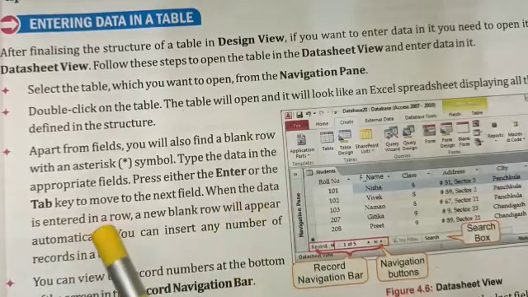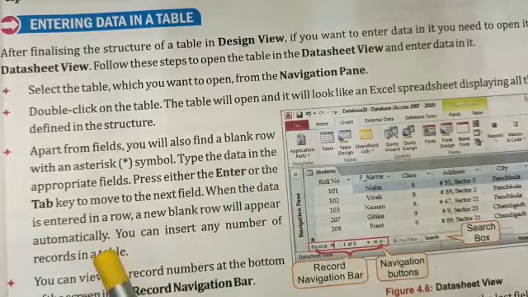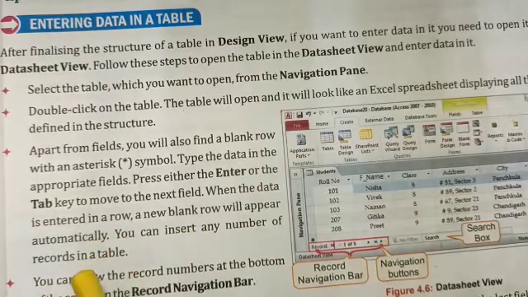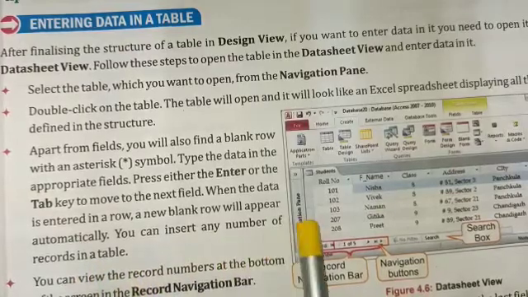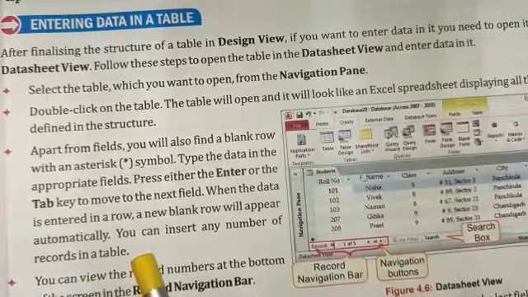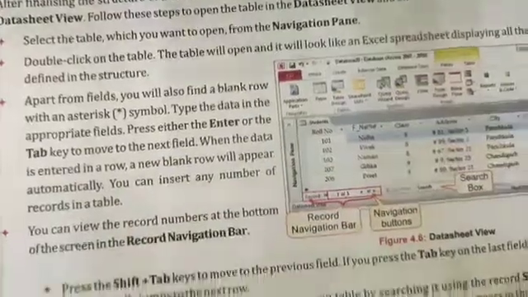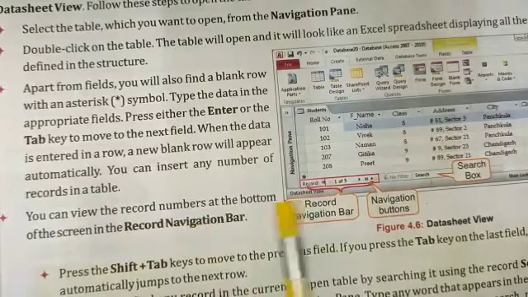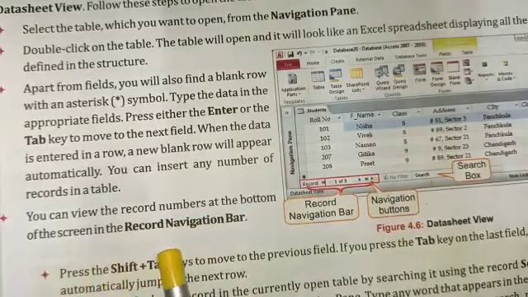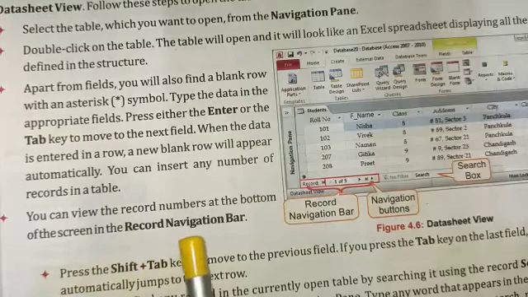When the data is entered in a row, a new blank row will appear automatically. You can insert any number of records in a table. You can view the record numbers at the bottom of the screen in the record navigation bar.